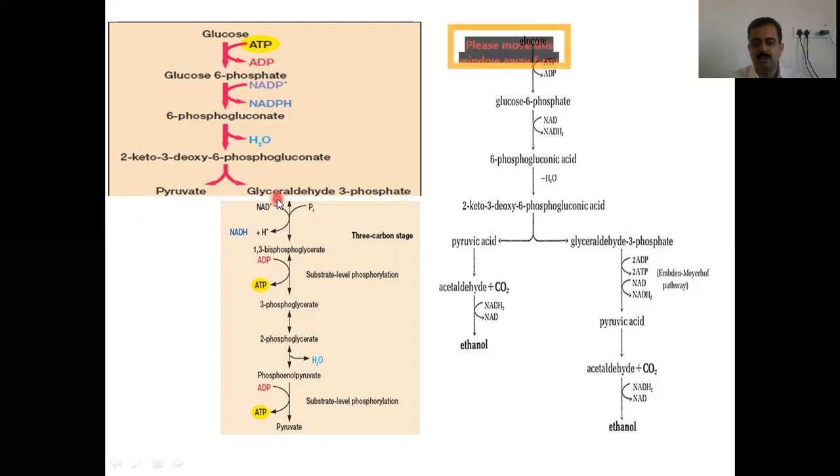But when it comes to glyceraldehyde 3-phosphate, it gets converted to 1,3-bisphosphoglycerate, 3-phosphoglycerate, 2-phosphoglycerate, phosphoenolpyruvate, and pyruvate. So ultimately, the glyceraldehyde 3-phosphate, which is a product of this pathway, gets converted back to pyruvate. But during this flow, it will generate 2 molecules of ATP. This is the important part: degradation of the sugar takes place and generation of ATP takes place as well.